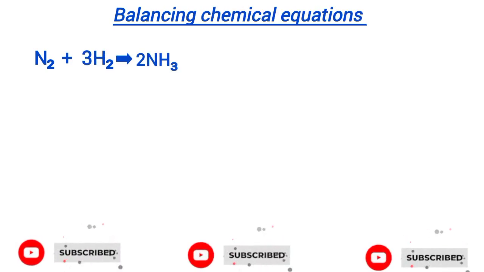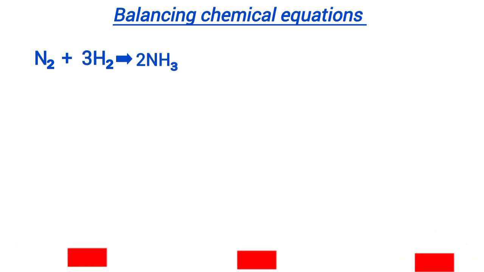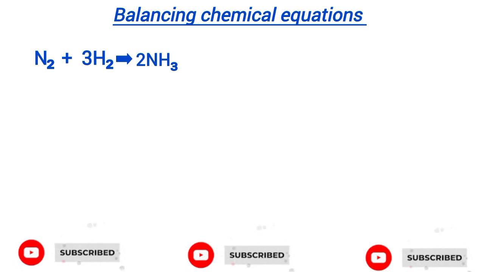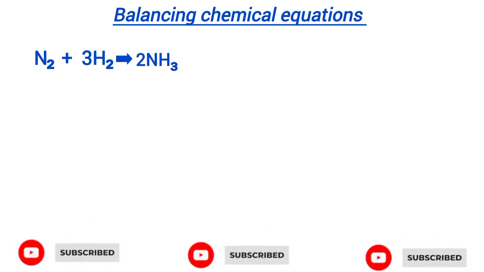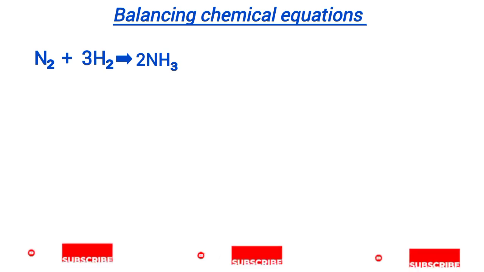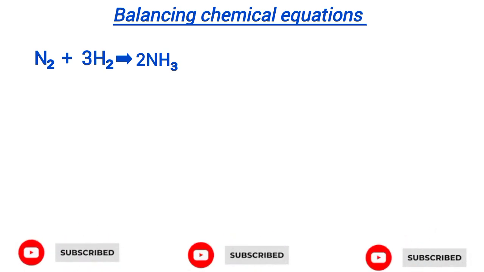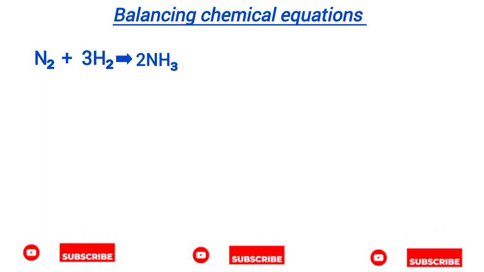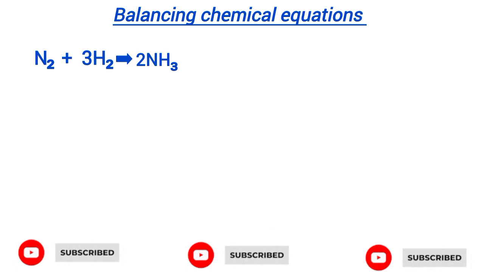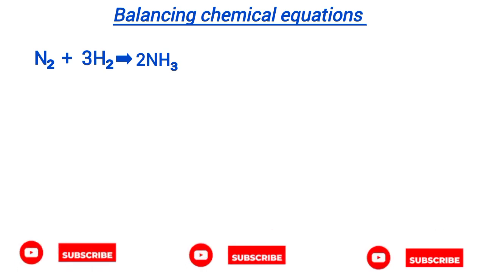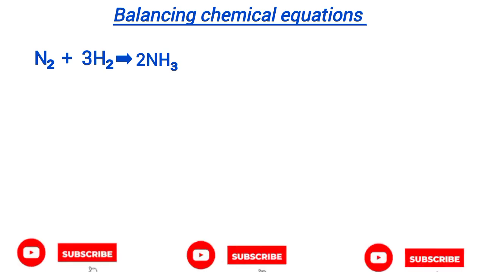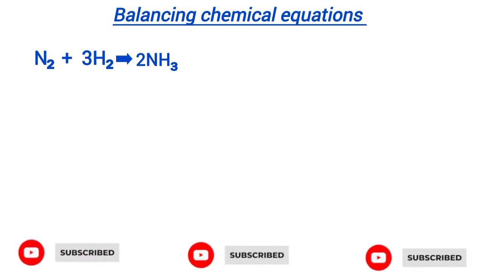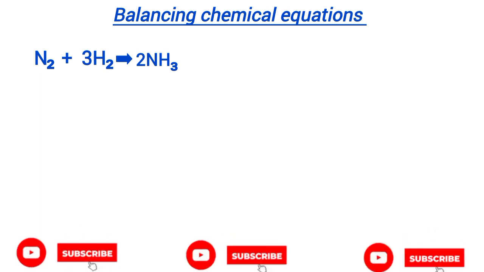In this lesson, we'll be learning how to balance chemical equations. Why do we need to balance chemical equations? We need to balance chemical equations to ensure they are consistent with the law of conservation of matter, which states that matter cannot be created or destroyed in a reaction. This principle is essential as atoms are simply being rearranged and not added or lost.